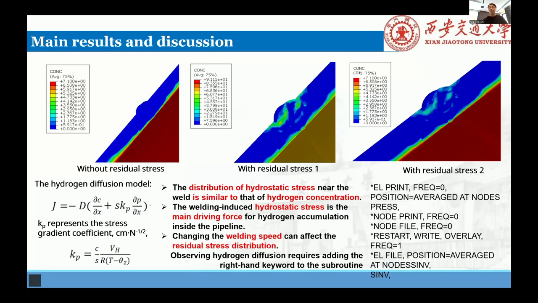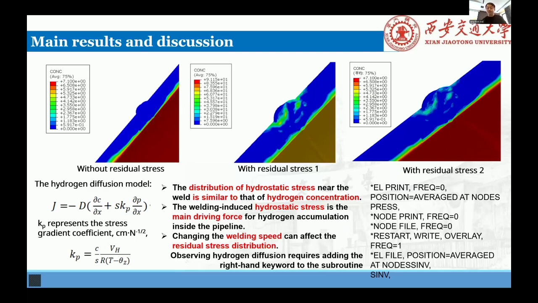We now turn to the hydrogen diffusion results. First, we can see that the distribution of hydrostatic stress near the weld is very similar to the distribution of hydrogen concentration. Hydrogen clearly accumulates in the region where the hydrostatic stress is high, especially around the fifth weld pass. This confirms that welding-induced hydrostatic stress is a main driving force for hydrogen accumulation inside the pipeline.